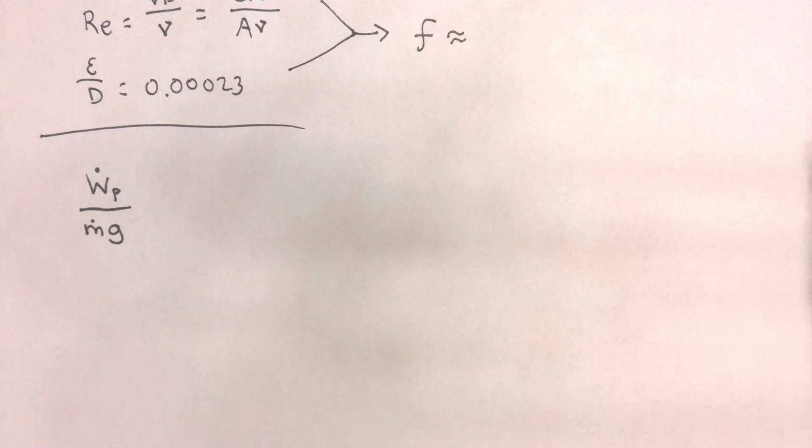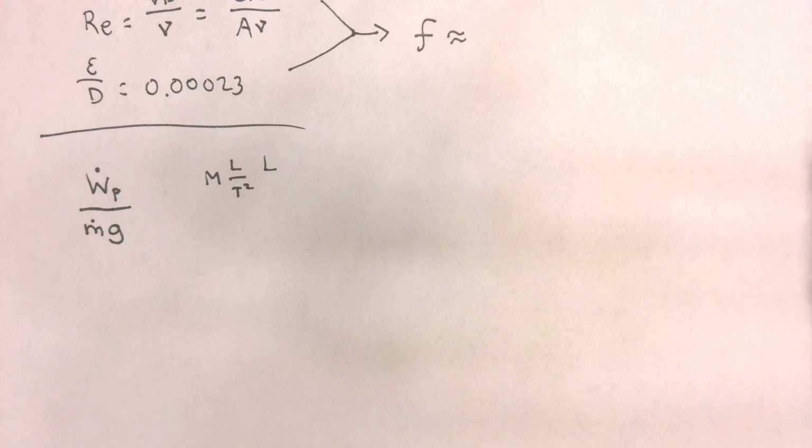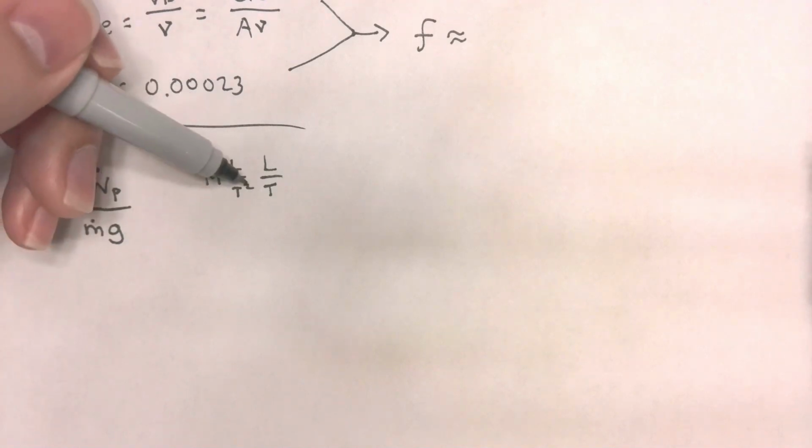Work is force times length. So this would have been force times length over time, and force is mass times length over time squared. I'm going to do a quick look at the dimensions to make sure this was correct. Essentially, power is mass times length over time squared times length over time, I think. Is that correct? It's force times length over time, power.